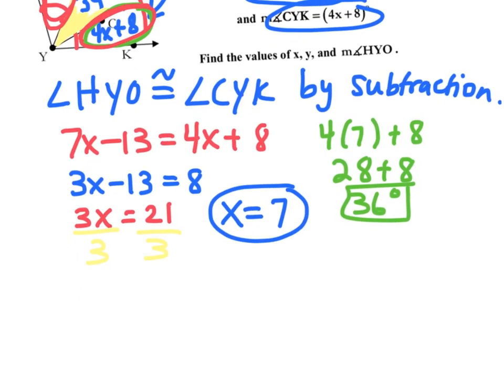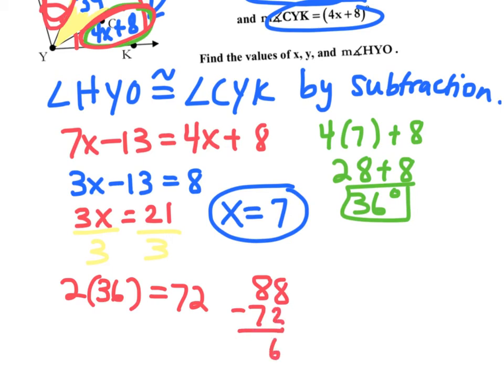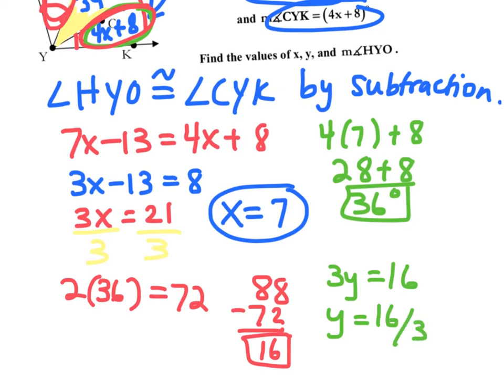All right, so I know that both the angles are 36, and I need to figure out that middle angle, that leftover piece. So 36 times 2 is 72, and the whole entire angle is 88. So if I subtract out that 72, I find out that that middle angle must be 16 degrees. So in order to solve for y, you guys, I could take that 3y, set it equal to that middle angle 16, and I get y equals 16 over 3. Again, not the prettiest answer, but it sure does work.